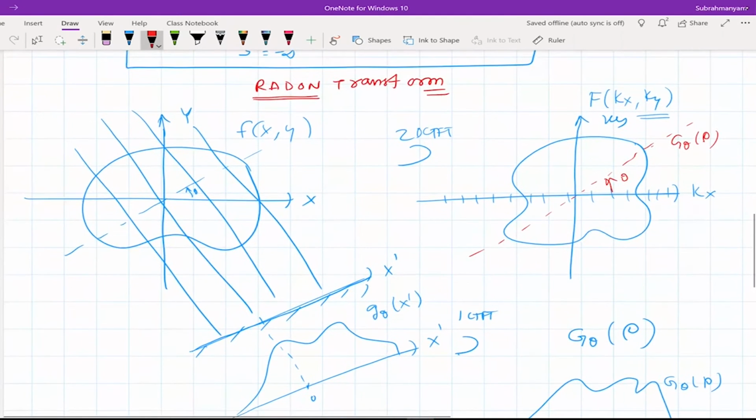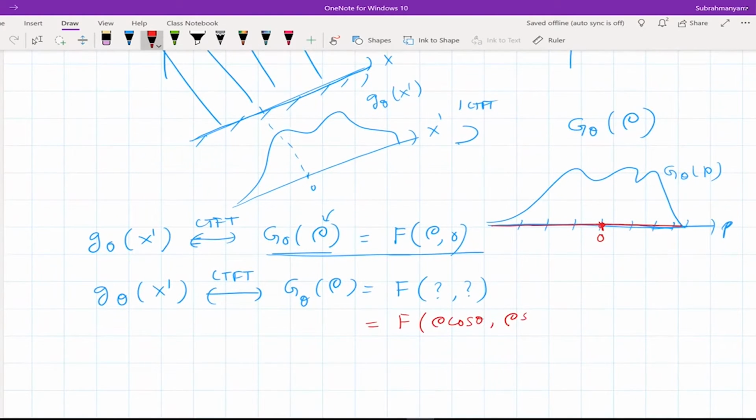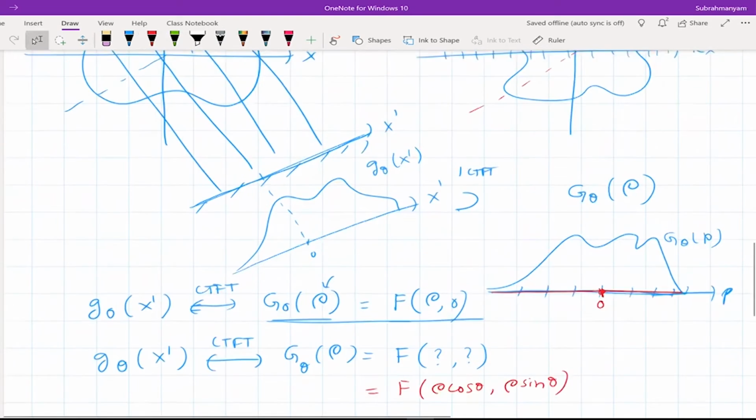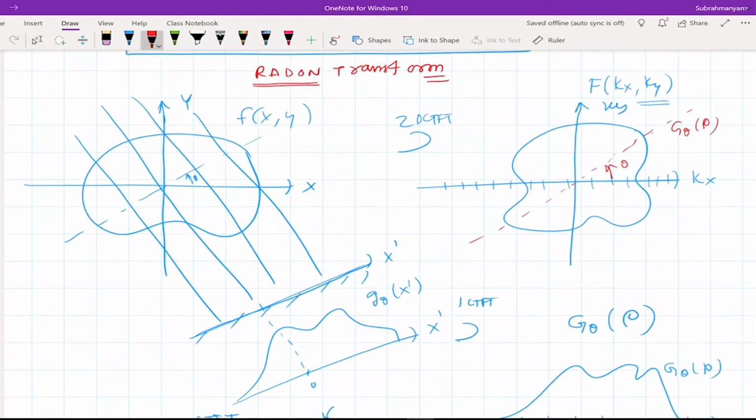Now is ky 0 here for this rho point? No, rho sin theta. Very good, excellent. That's right. So now what happened? You had it here, for example, any point you take now here, across this.